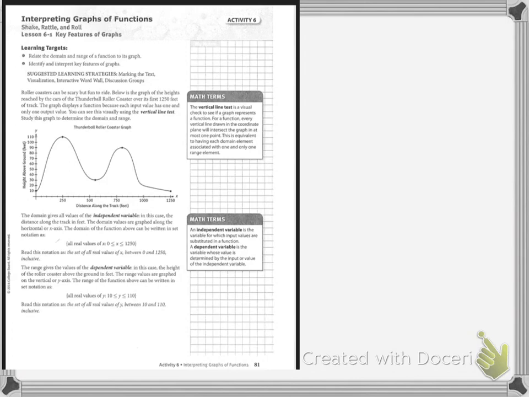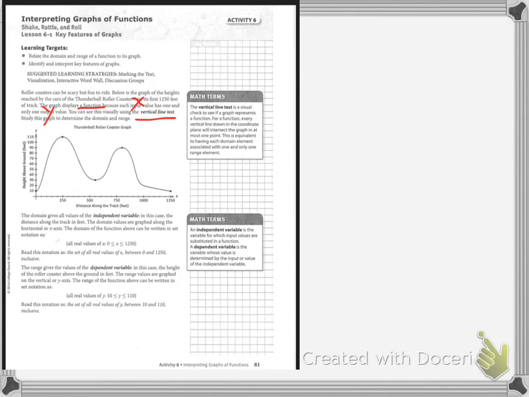They can be scary rides. Here we have a graph of the heights that a roller coaster can reach, where the first is 1,250 feet of track. That's how long this piece of track is, and then you can see the height that each piece gets. So it does say that it is a function because each input, remember input is x, value has one and only one output or y value. And we can see this does pass the vertical line test so that it is a function.